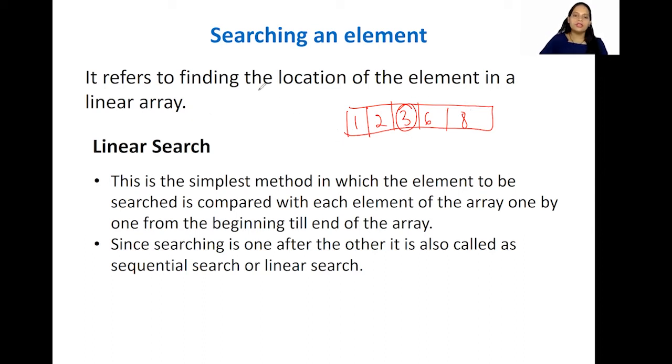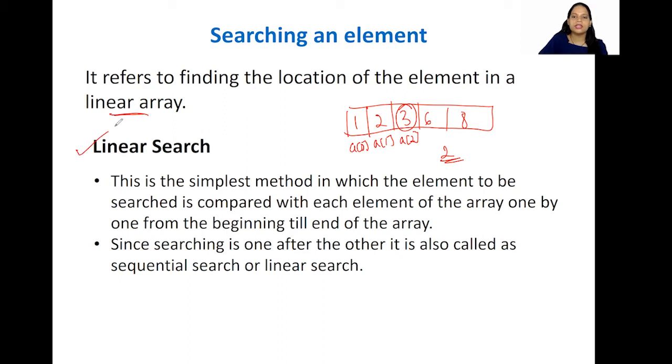Searching refers to finding the location of an element in a linear array. So the output of this particular algorithm, if I'm searching for 3, is going to display where it is stored, for example A of 0, A of 1. It is going to say it is stored in location 2, isn't it? So in today's session we are going to use two methods for searching.